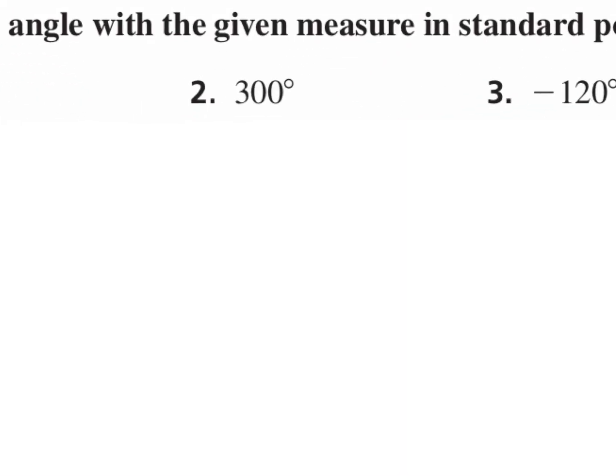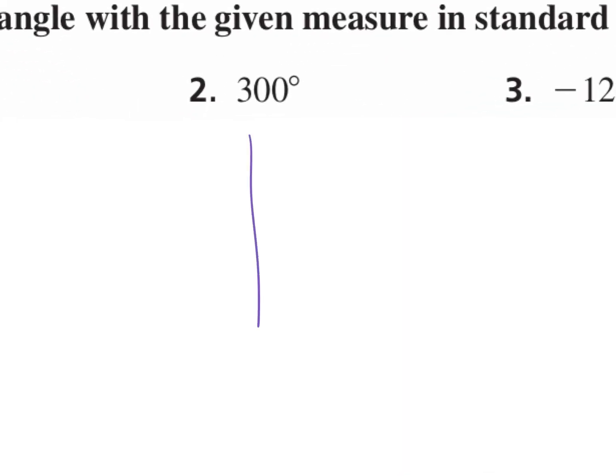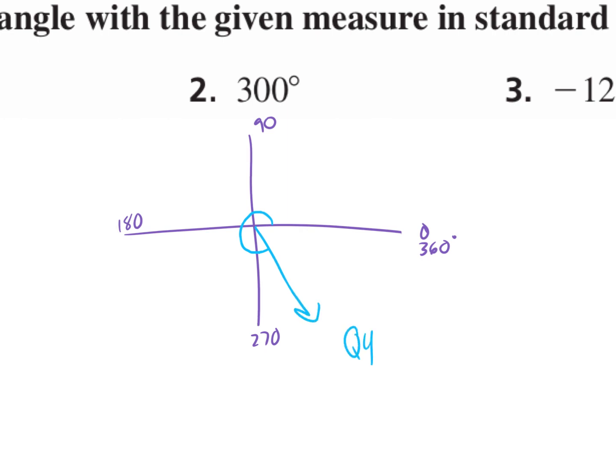Okay, on the next page, let's look at number 2. So we've got 0, 90, 180, 270, 360. So where would 300 degrees be? Quadrant 4. We go around. Is it going to be closer to 270 or 360? A little bit closer to 270, so about there-ish. But it's going to be in quadrant 4.